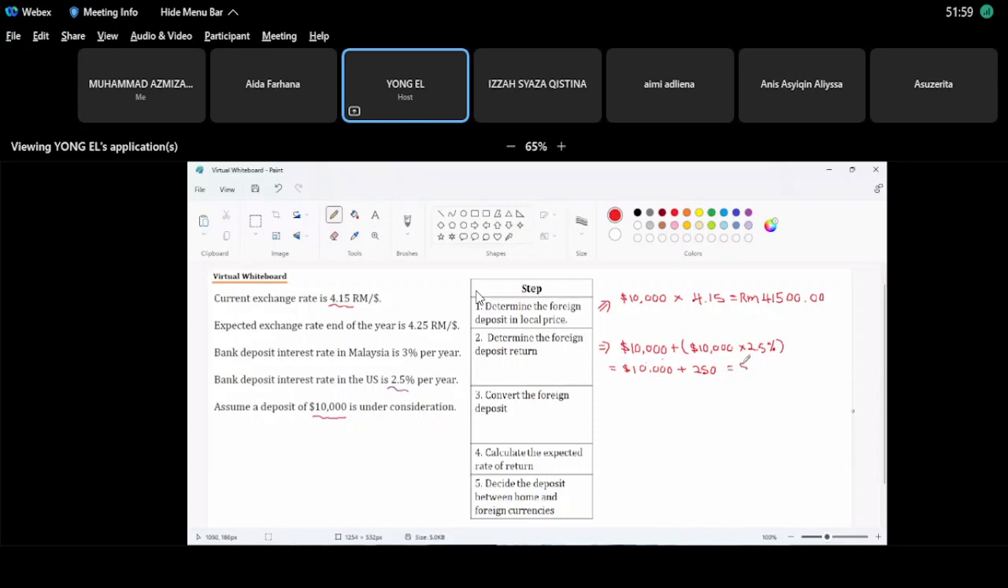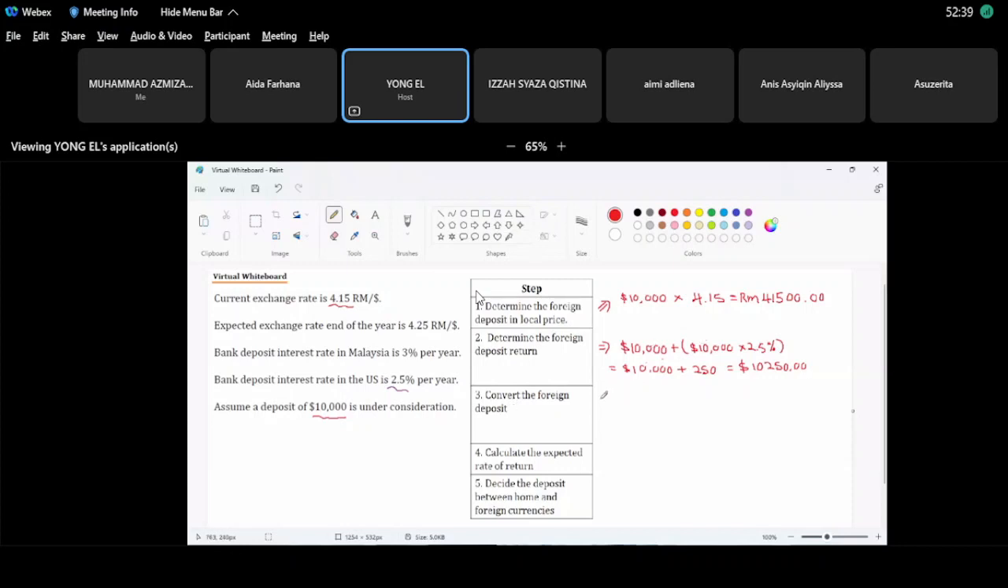And overall you get, this is the amount you get, okay? Right, thank you. Don't wrongly write this currency unit as RM. If you write this as RM, you get it wrong, okay? This is US dollar. Okay. This is step number 2. The return is 10,250.